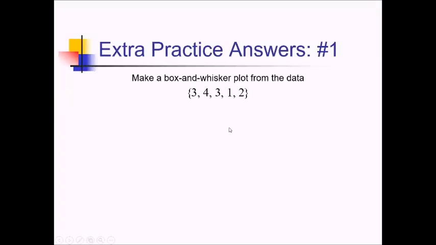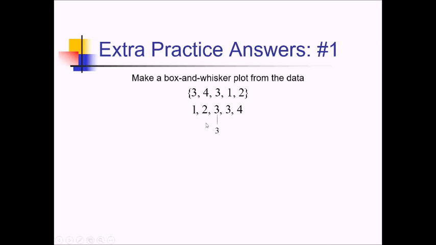To construct a box and whisker plot from this data, let's first arrange it in order. So we've got a 1, a 2, 2 3s, and a 4. There we go. And now that I've got it in order, I can pick out the medians. So let's do first the median for the whole set. That would be this middle number 3 right here. And now I have to take the median of the lower half and the upper half.